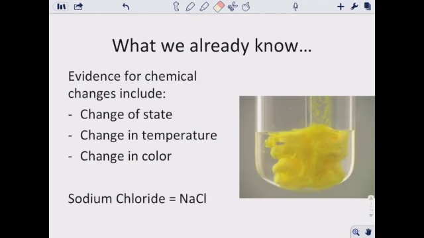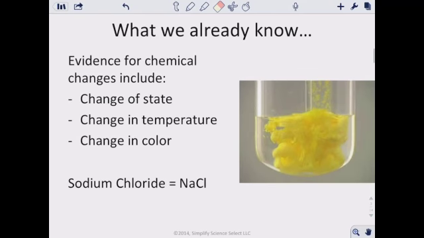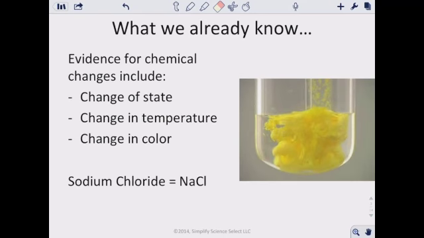So what we already know coming into this, the evidence for chemical changes, we learned back in our chemical and physical change unit. We know that evidence for chemical change includes a change in state, a change in temperature, and normally a change in color. The other thing that we know is that we should be able to go from sodium chloride to the chemical formula of NaCl. So naming is very important when we get into writing chemical equations.